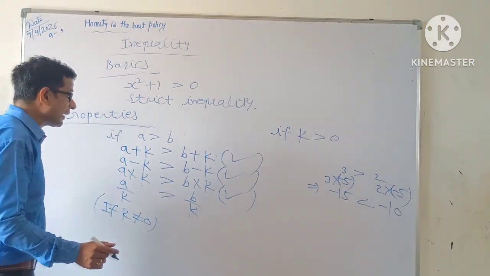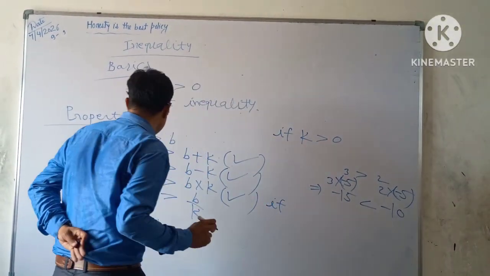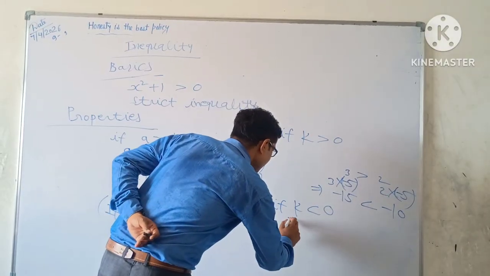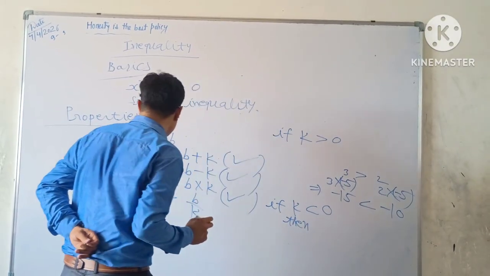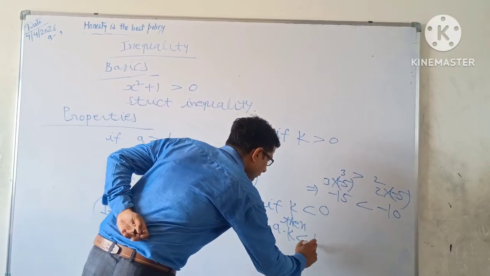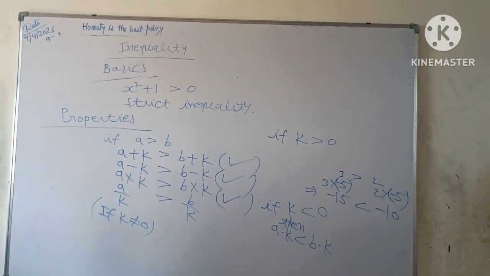But if we multiply by a negative number, if K is negative, K is less than 0, then we will find A into K is less than B into K. This means the inequality symbol changes.